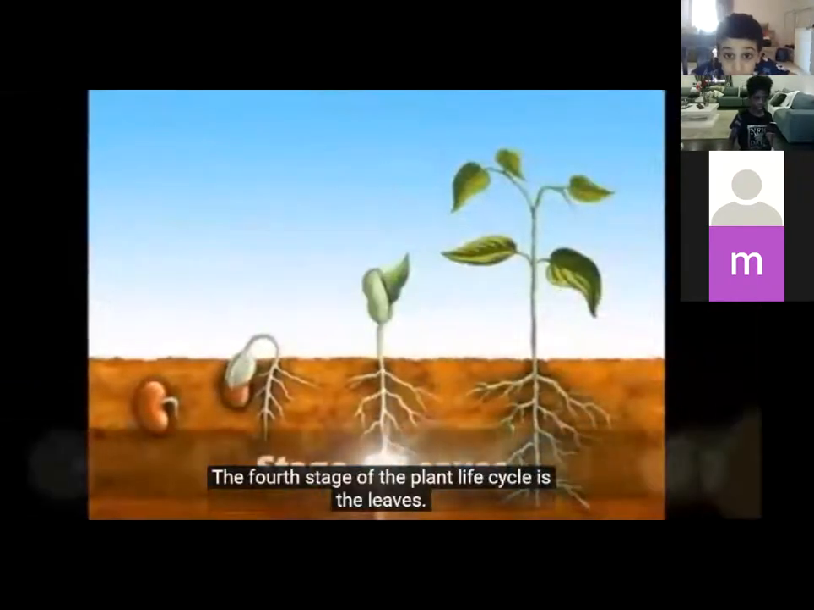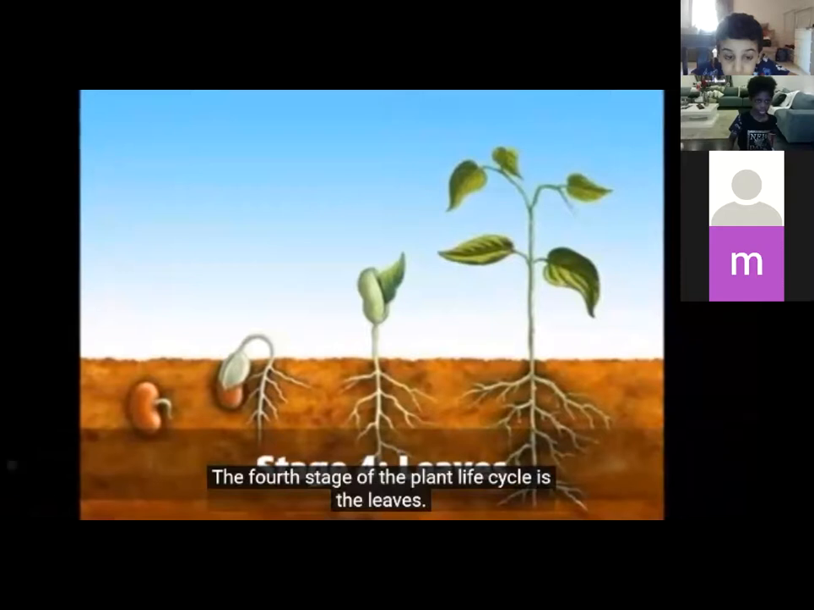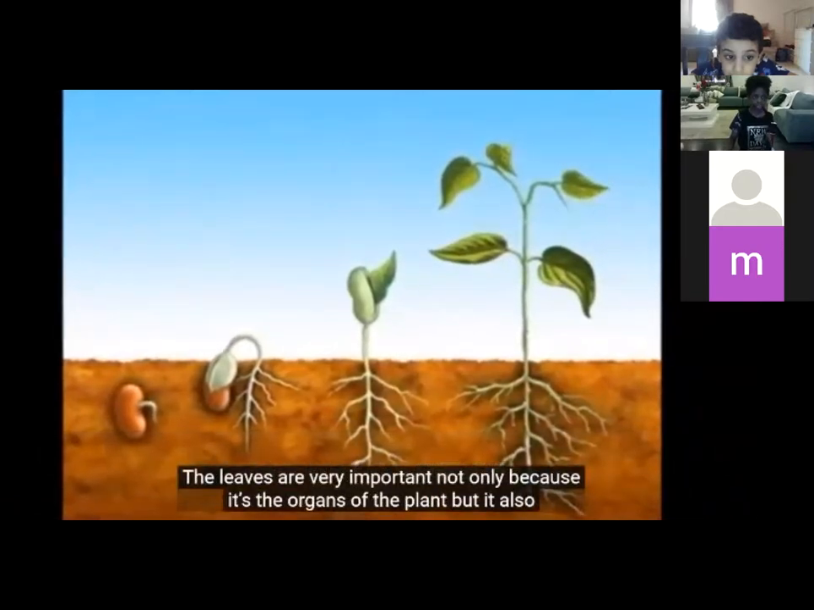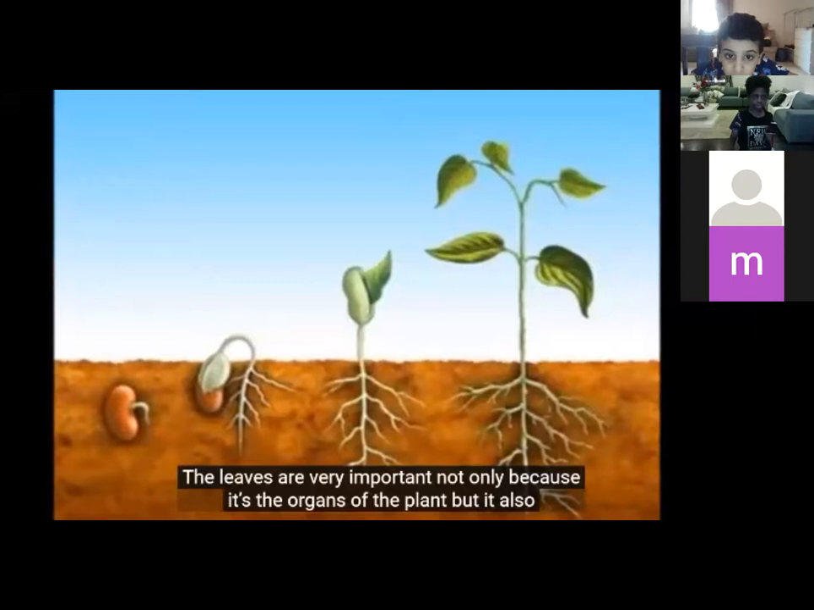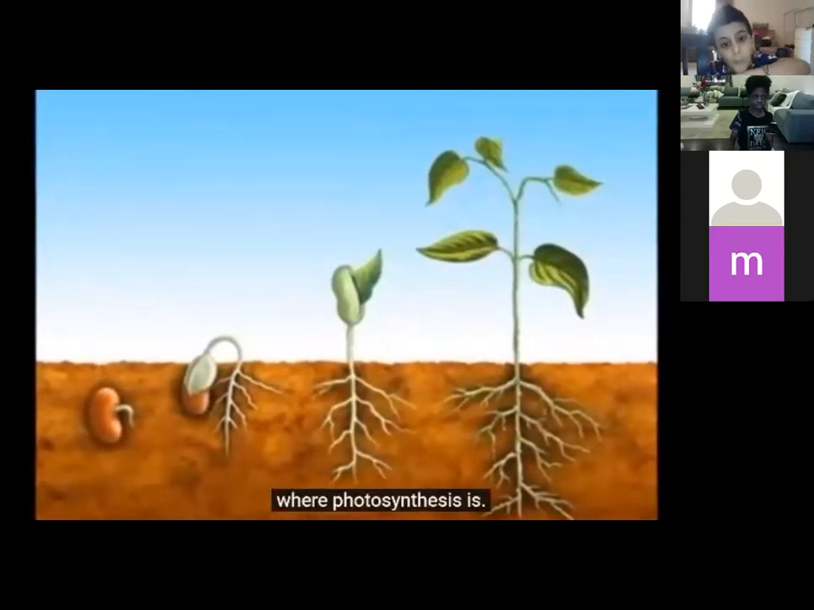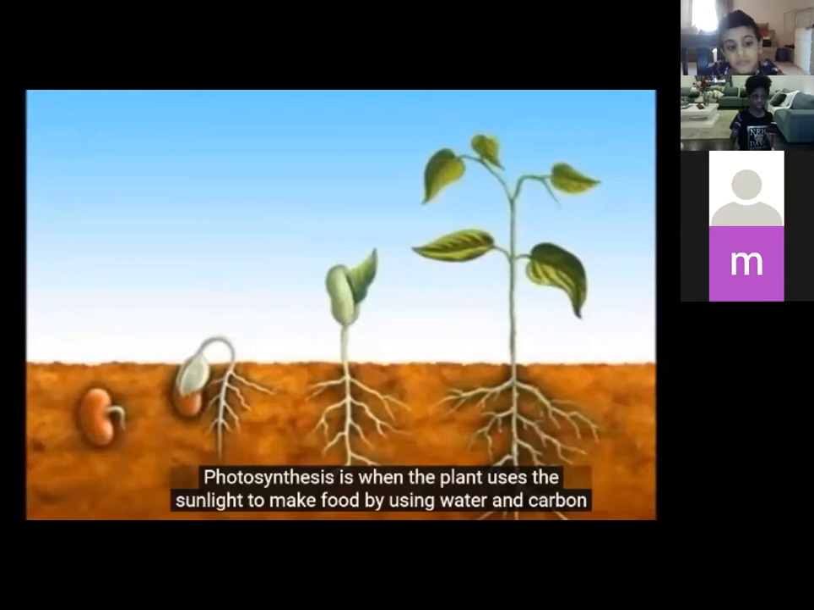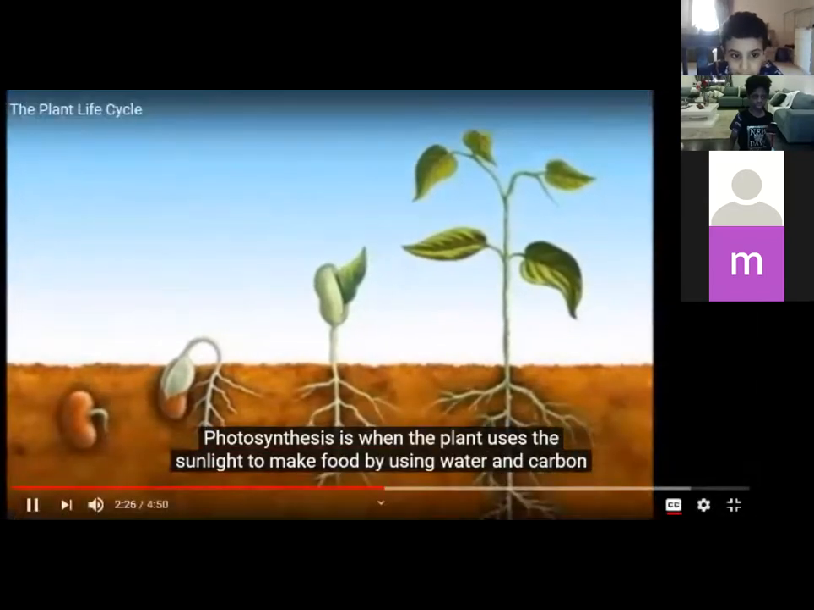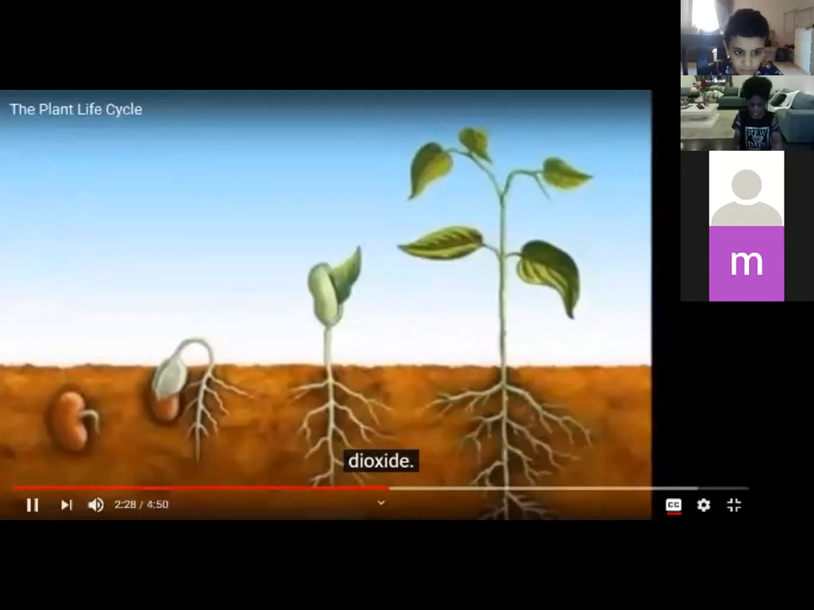The fourth stage of the plant life cycle is the leaves. The leaves are very important, not only because they are organs of the plant, but it is also where photosynthesis is. Photosynthesis is when the plant uses the sunlight to make food by using water and carbon dioxide.